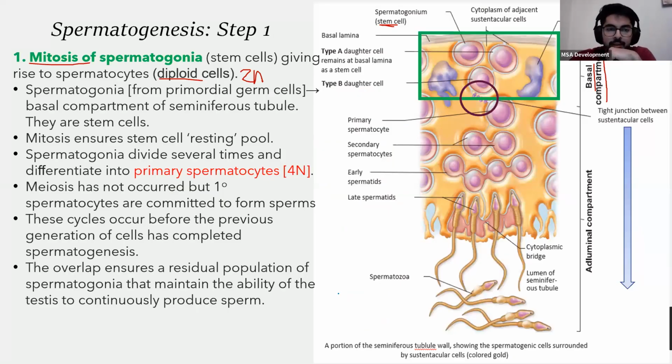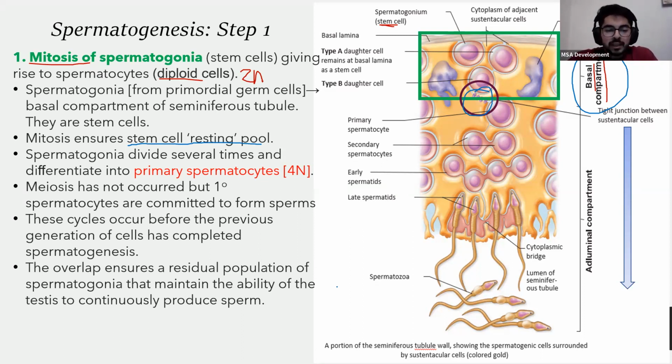Now let's go back to the previous slide and discuss more about mitosis of spermatogonia. So we have these spermatogonia there in the basal compartment of the blood testis barrier, which is separated by these tight junctions from the abdominal compartment. These spermatogonia will keep undergoing mitosis to ensure that you have a good amount of stem cells to produce sperms. If these spermatogonia stop undergoing mitosis, after a while, they're all going to be used and you will have no more stem cells to produce sperms. That's why these spermatogonia have to keep undergoing mitosis so that they ensure that the body has a good amount of stem cells to produce sperms.